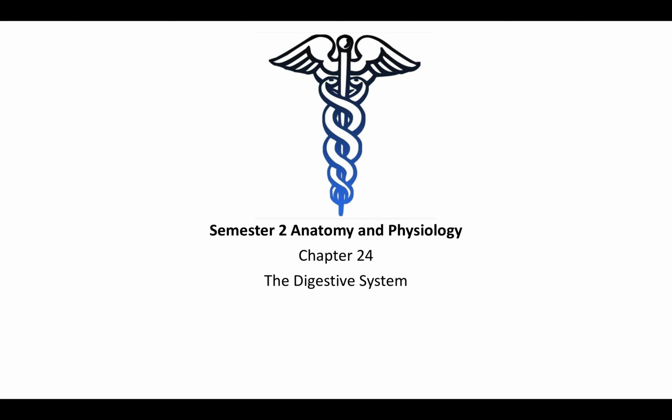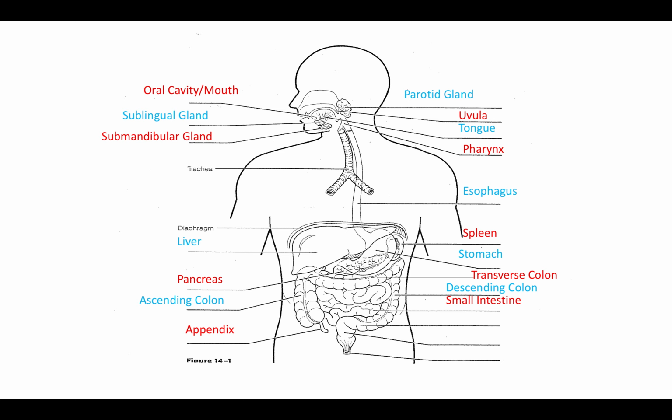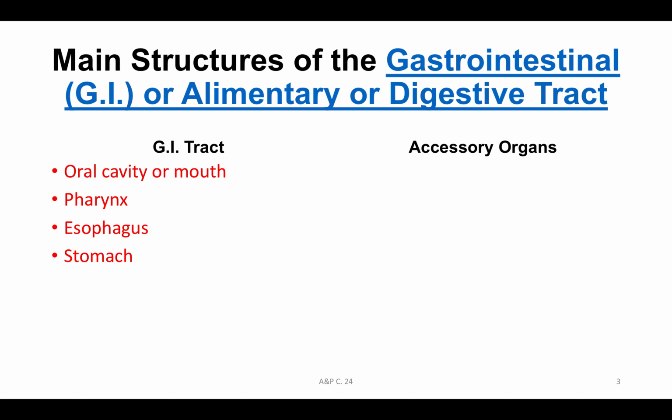All right, this is the recap for chapter 24, which goes over the digestive system. So, the first thing we did with the digestive system is we looked at the different parts of the digestive system. The digestive system is divided into two main parts. The first being the gastrointestinal tract, or our alimentary canal, or your digestive tract. And that's the path that food actually takes from the time that you eat it to the time that you get rid of the waste that your body doesn't use.